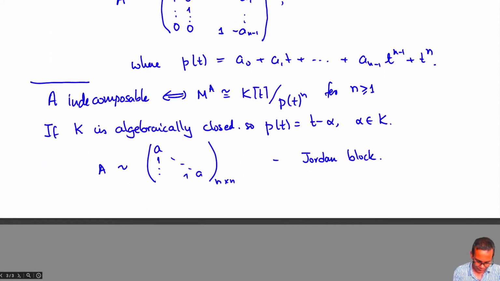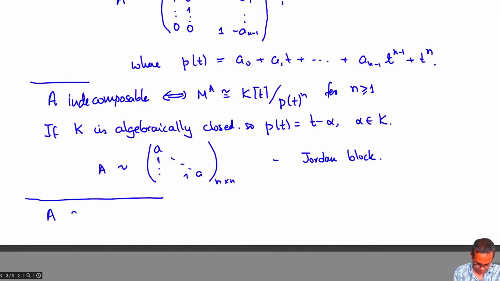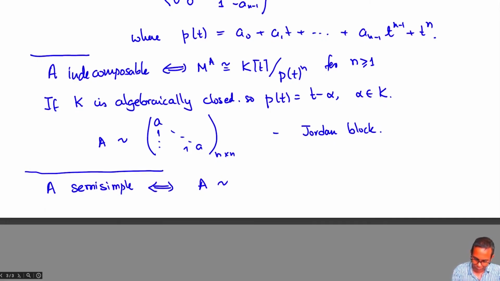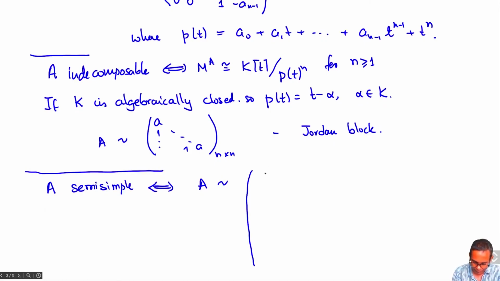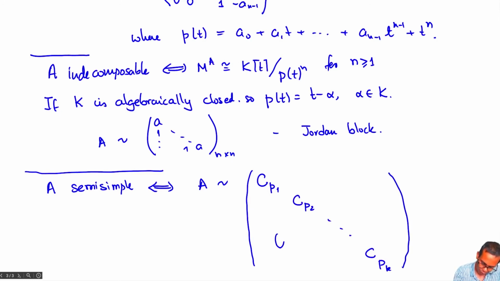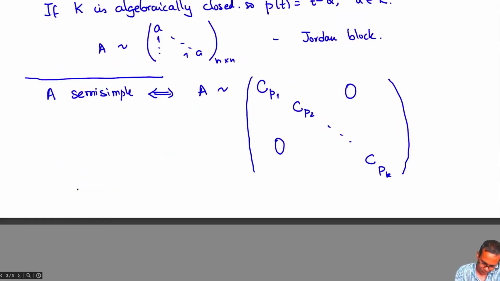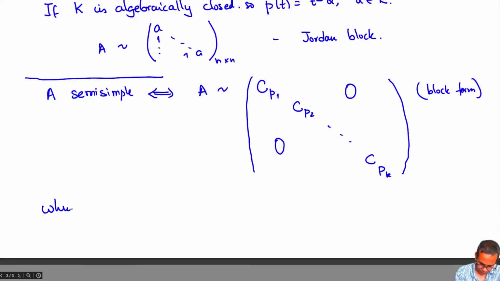And finally, let's look at the case where A is semi-simple. In this case, it's a direct sum of simples, and so A is similar to a block diagonal matrix C(P1), C(P2), and so on, where the diagonal blocks are companion matrices of monic irreducible polynomials.